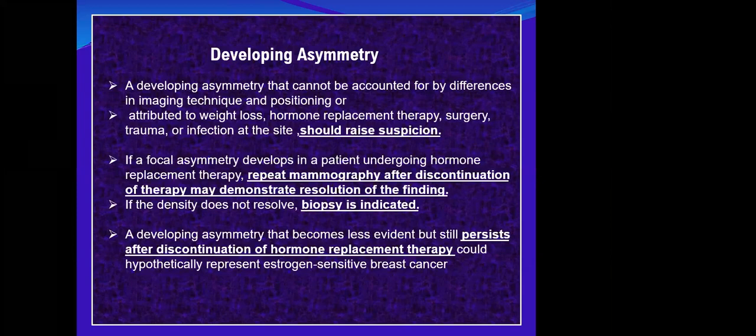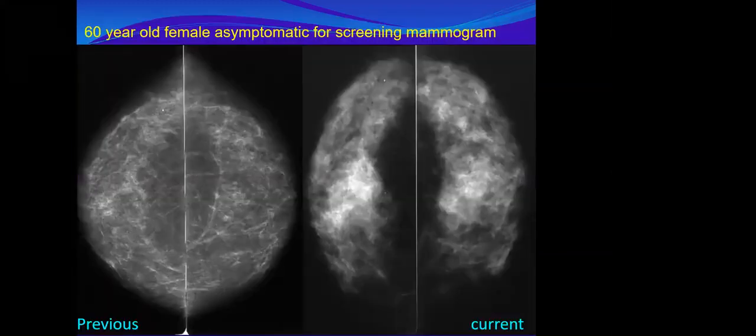A developing asymmetry that becomes less evident but still persists after discontinuation of hormonal therapy, you have to follow up and make sure what the nature of that is. It can be just still estrogen-sensitive breast cancer. Okay, what about this patient? A 60-year-old female, asymptomatic, for screening mammogram, the previous and current.